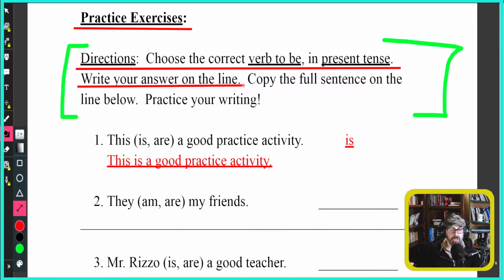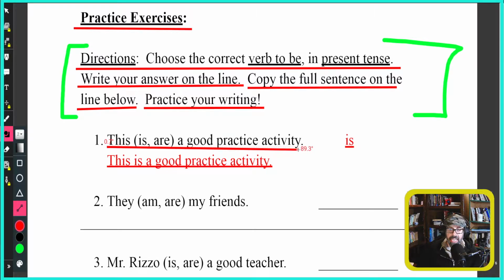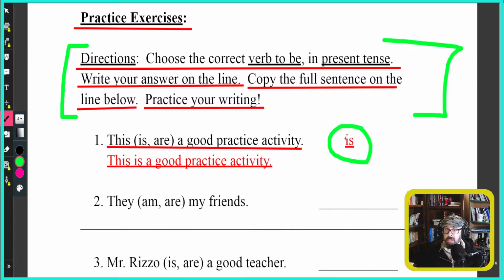Write the correct answer on the line, and then copy the full sentence on the line below. Okay, and practice your writing. So for example, number 1: this is or are a good practice activity. Well, the correct answer would be is. So this is a good practice activity.